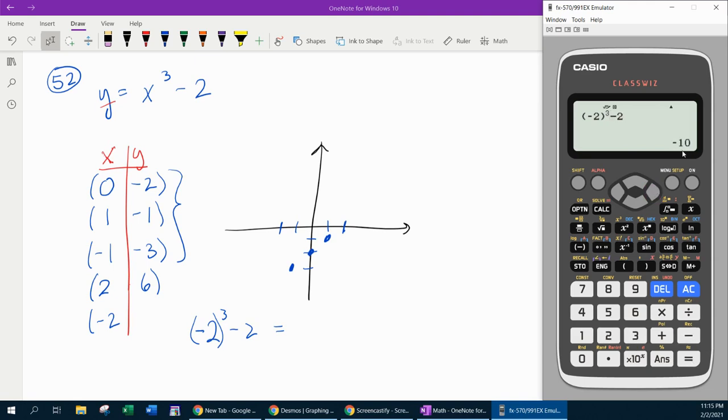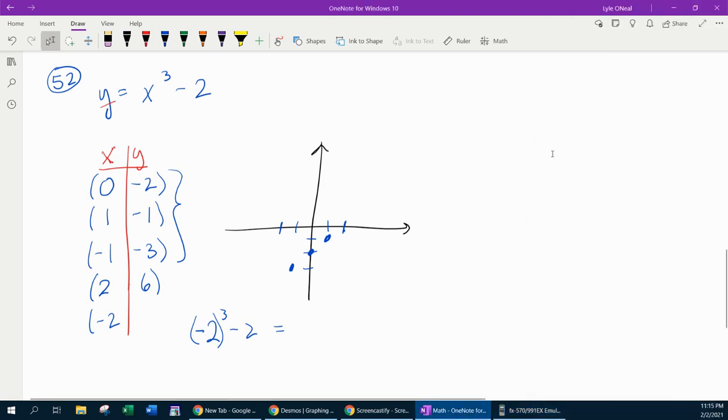So I can input this in the calculator and work it out if I want to, or I can do it manually. Negative 2 times negative 2 times negative 2 is negative 8. Negative 8 minus 2 is negative 10. Either way, I'm going to get negative 10 out of that.